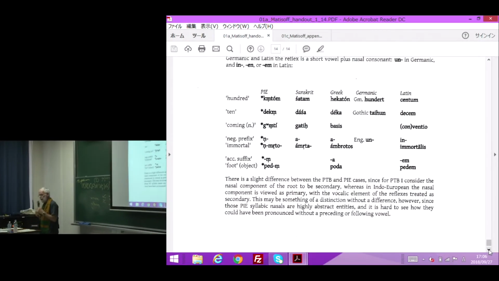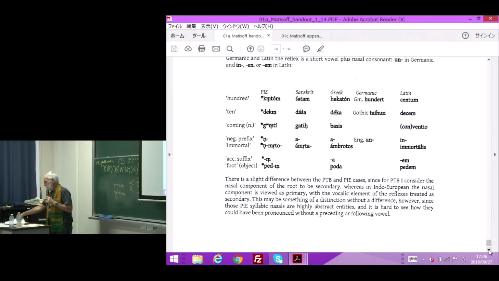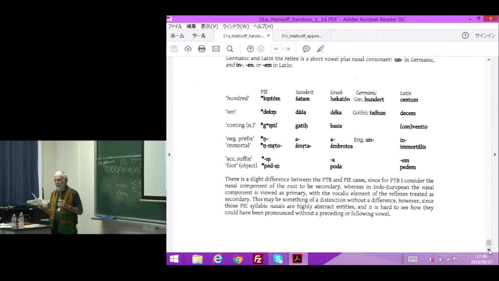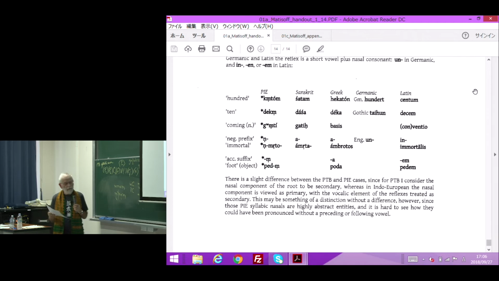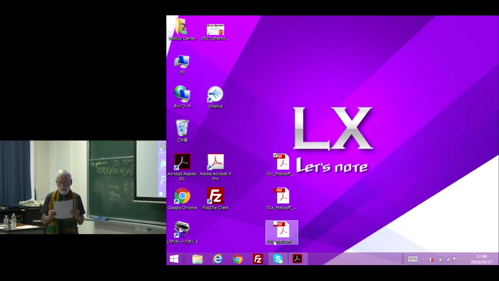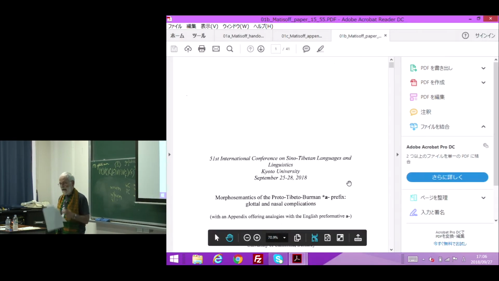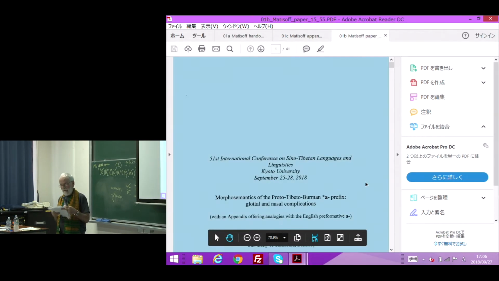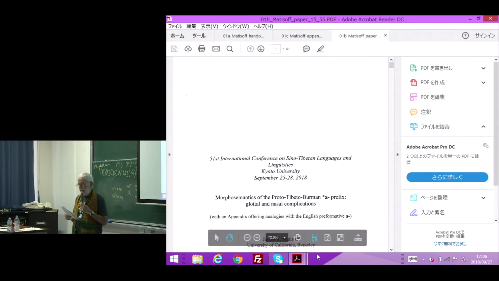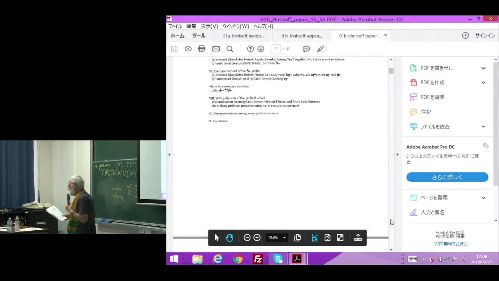Okay, so now for the amusing part of the talk. And that's the other handout. The first page is just the semantics of the root. But then I would like to talk a little bit about a very obscure English element.